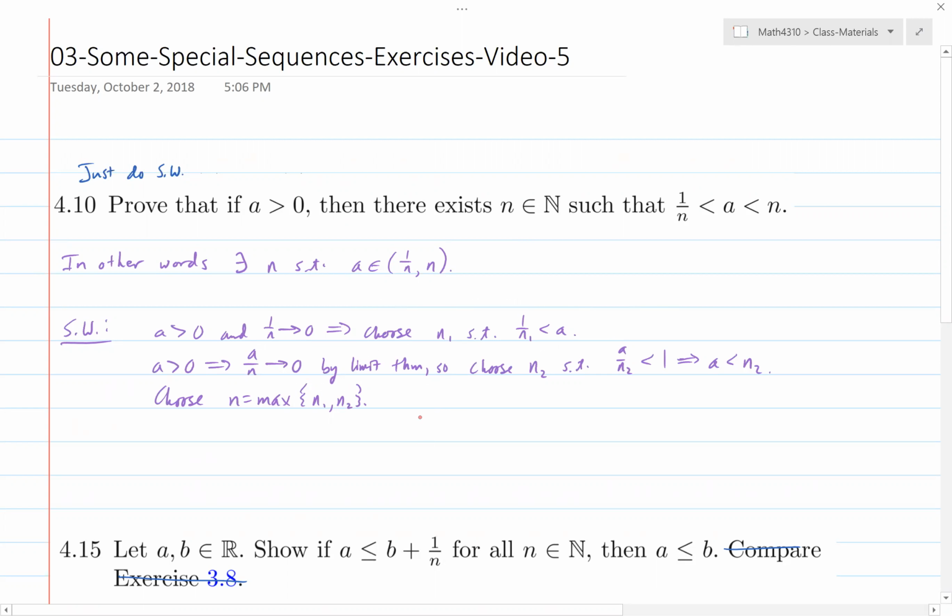Then I can choose an n2 such that a over n2 is less than 1. That would mean that a is less than n2, just a little bit of algebra, multiplying over. Guess what you choose n to be? The max of n1 and n2. Big surprise. You can write that in a nice proof, but those are the details.